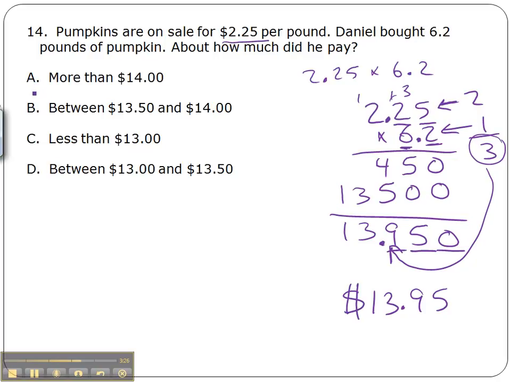Now I have to look at my ranges. Is $13.95 more than $14? No. Is $13.95 between $13.50 and $14? Yes, it's almost $14, but a little less. Definitely more than $13.50. So answer choice B. It's not less than $13, and it's not between $13 and $13.50.